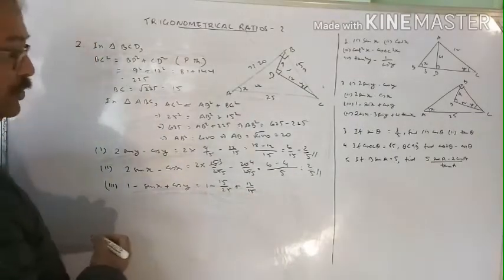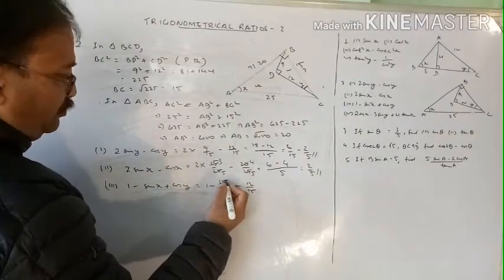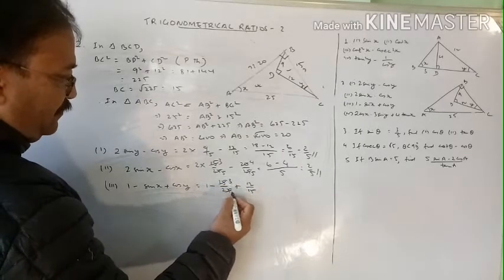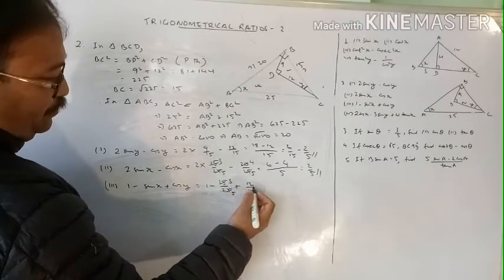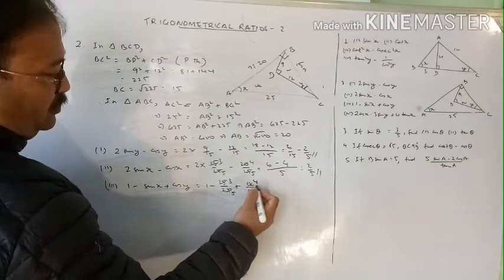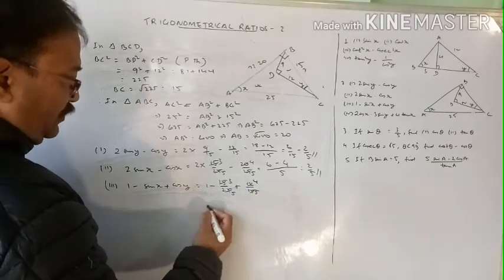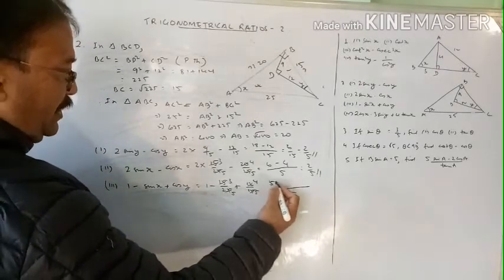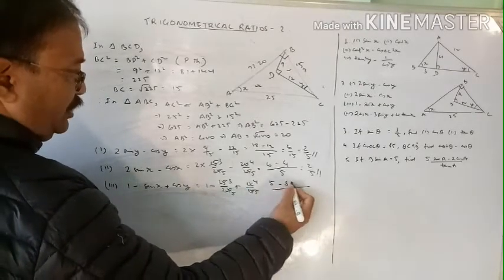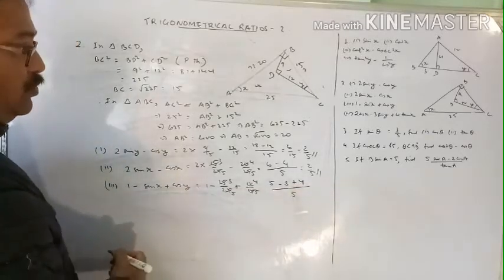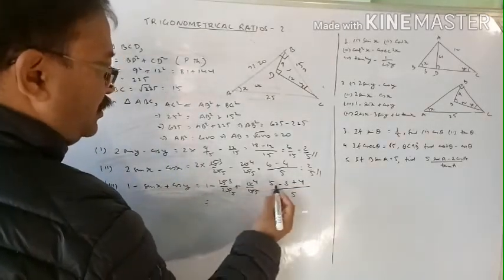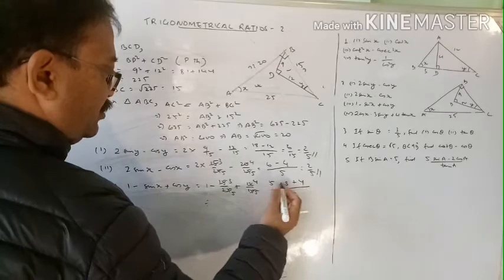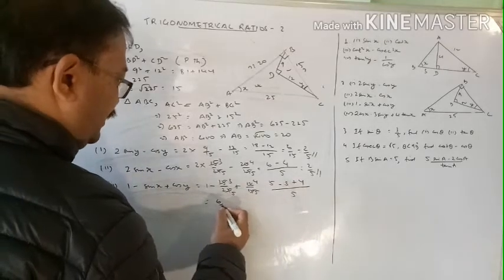Okay. So we can cancel by 5: 3 fives are 15, 5 fives are 25, so it's 3 by 5. Cancel by 3: 3 fours are 12, 3 fives are 15, so it's 4 by 5. If you take LCM, LCM is 5. So here 5 minus 3 plus 4. That will give you 5 plus 4, 9. 9 minus 3 is 6 by 5, the answer.